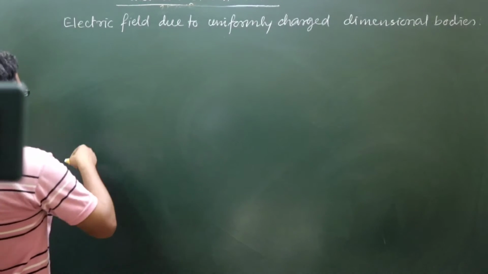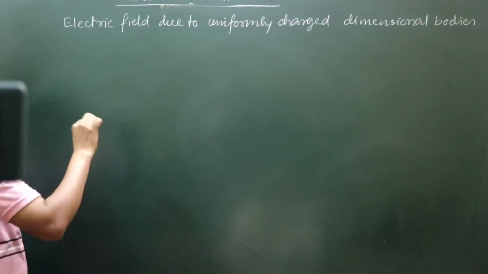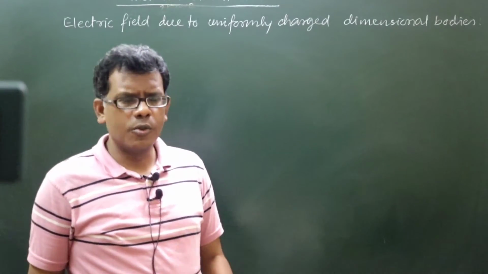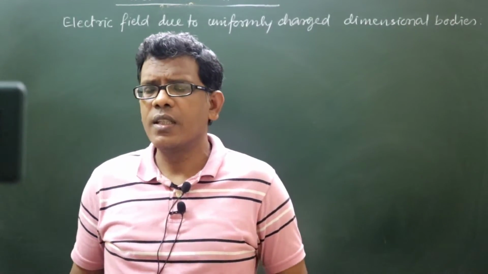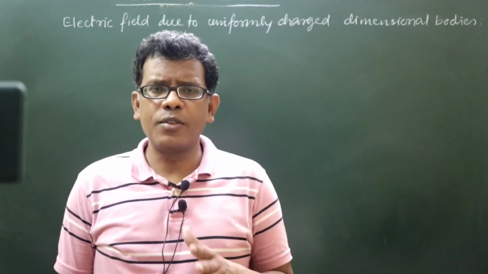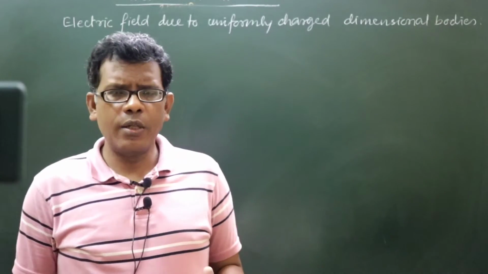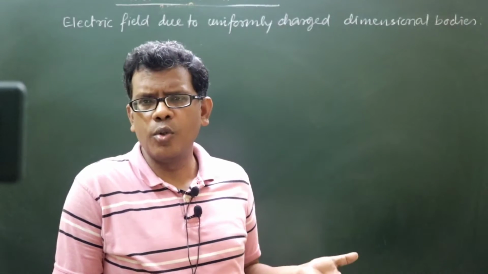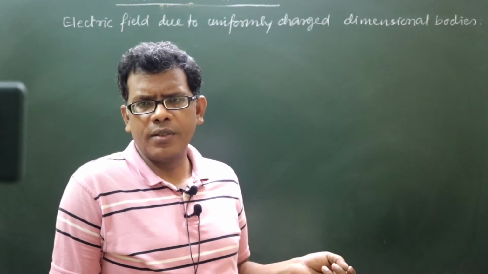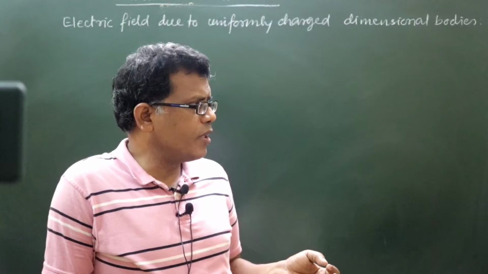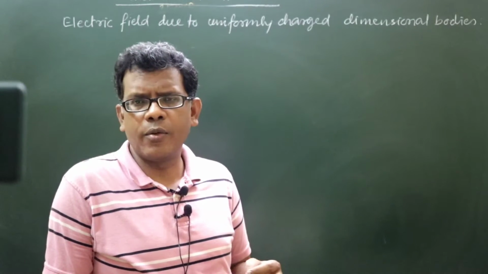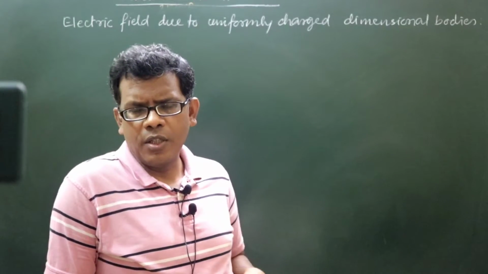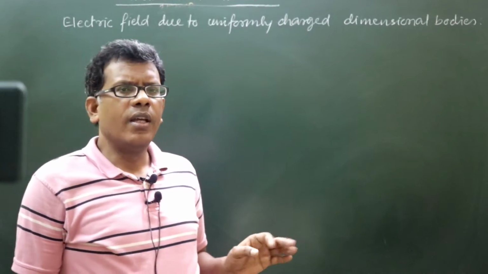Suppose there are various dimensional bodies whose electric field can be discussed. We will do it based on a one dimensional body first, then we will go to a two dimensional body, then a three dimensional body, right. Uniformly charged means the charge is distributed equally throughout the dimension of the body given.